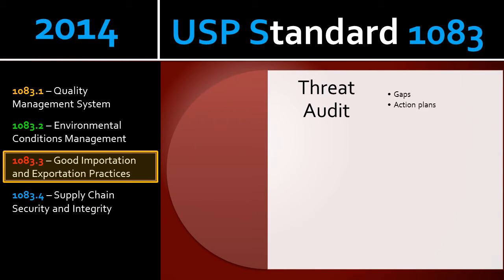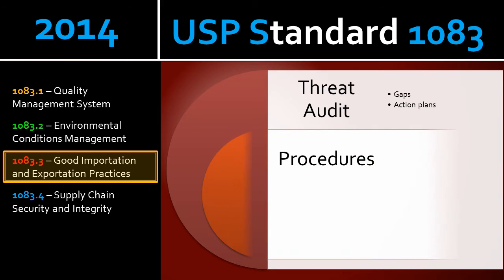Quality and security threat audits should be performed to identify potential gaps and to develop an action plan to address them. Delays in port clearance can lead to deterioration in material or product quality.